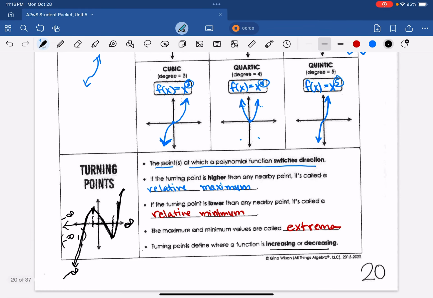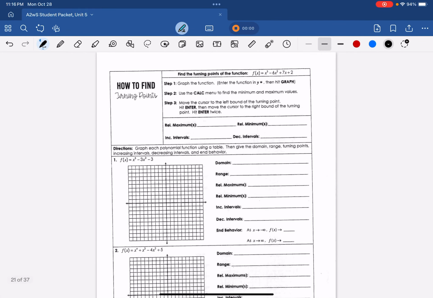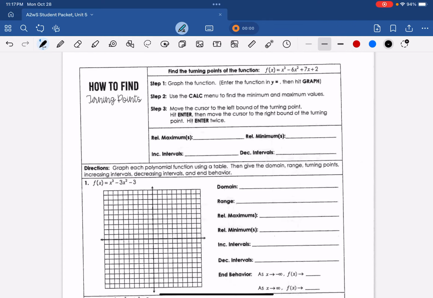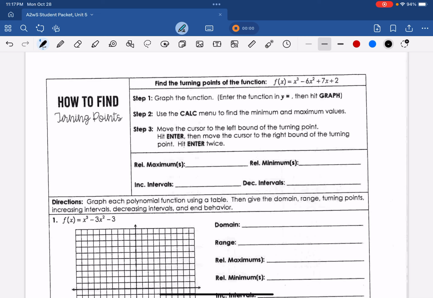Before we do that, let's move on to page 21. Okay. If you haven't got one yet, go ahead and pause this video and go get yourself a graphing calculator.